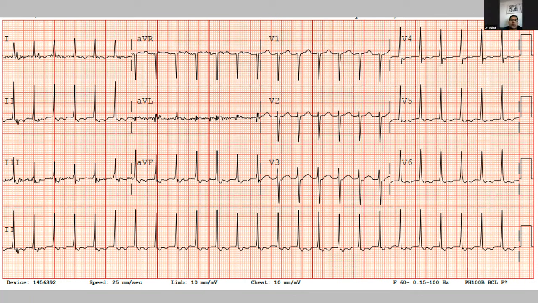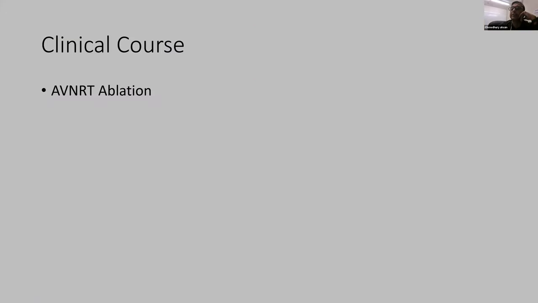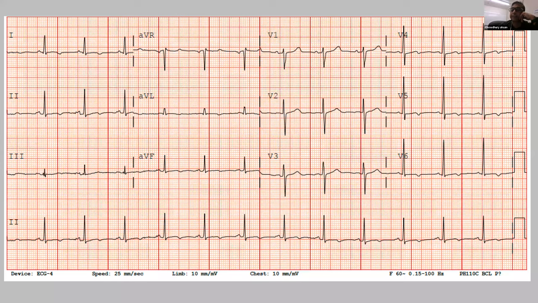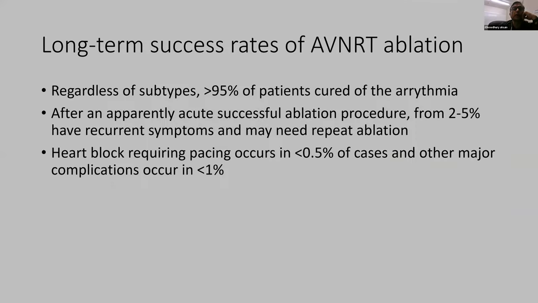Anyone? So adenosine was given, and then the patient responded, and then we did the ablation for the AV nodal reentry tachycardia, and this was the surface ECG after; the patient did fine. I just wanted to point out that the success rate for AV nodal reentry tachycardia ablation is so good, and it is curable. So we need to be very careful about this and probably refer patients for ablation. Any comment?